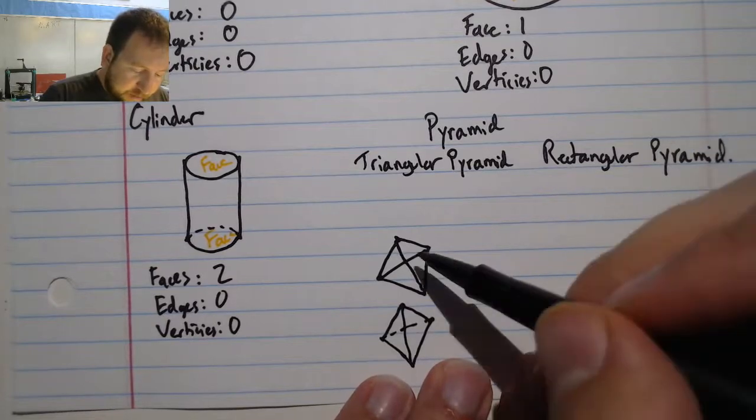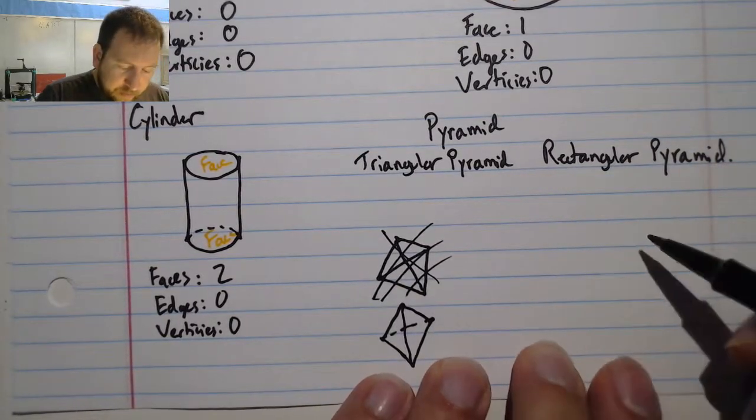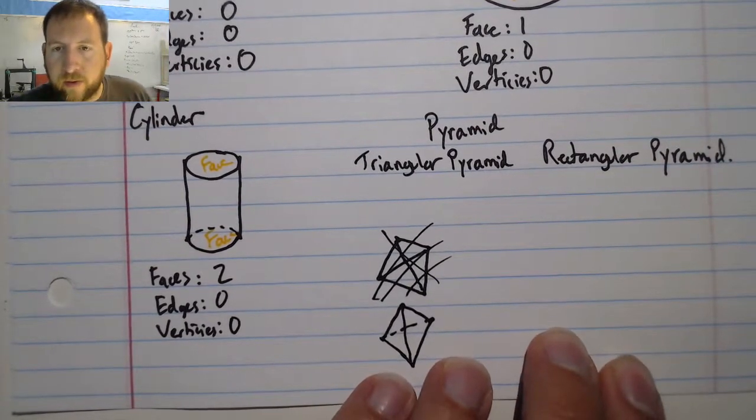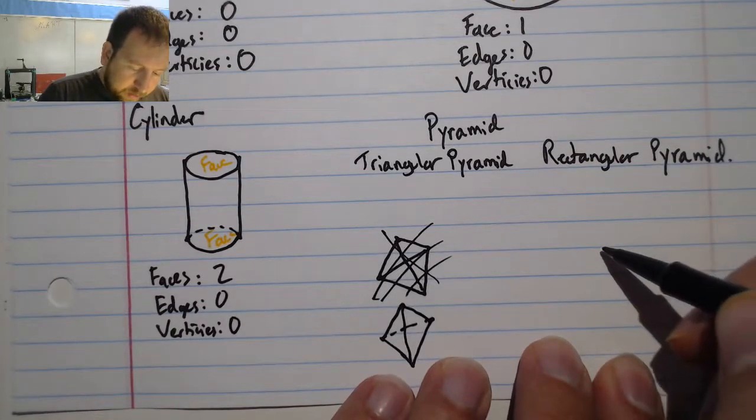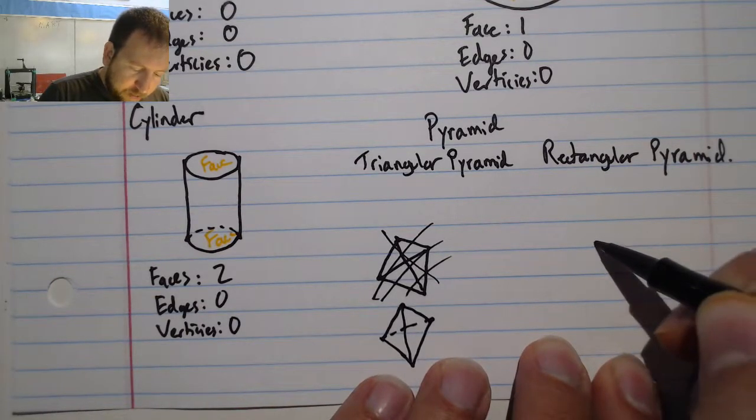Whereas if I build my rectangular, so let me cross that guy out. My rectangular pyramid, let me see if I can find a good picture of him, is going to kind of look like this. It's got a square base.